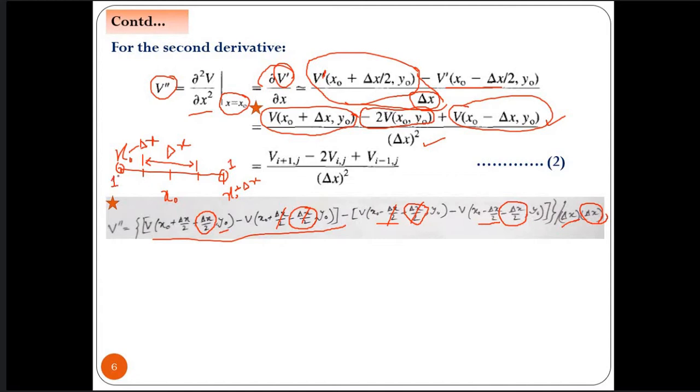x0 plus del x, and from x0 to minus del x. This is the case in first order. Now for the second order, the comparison will be more close. So we are moving to the half position. It becomes x0 plus del x by 2. It will be x0 minus del x by 2. Now I think clear.